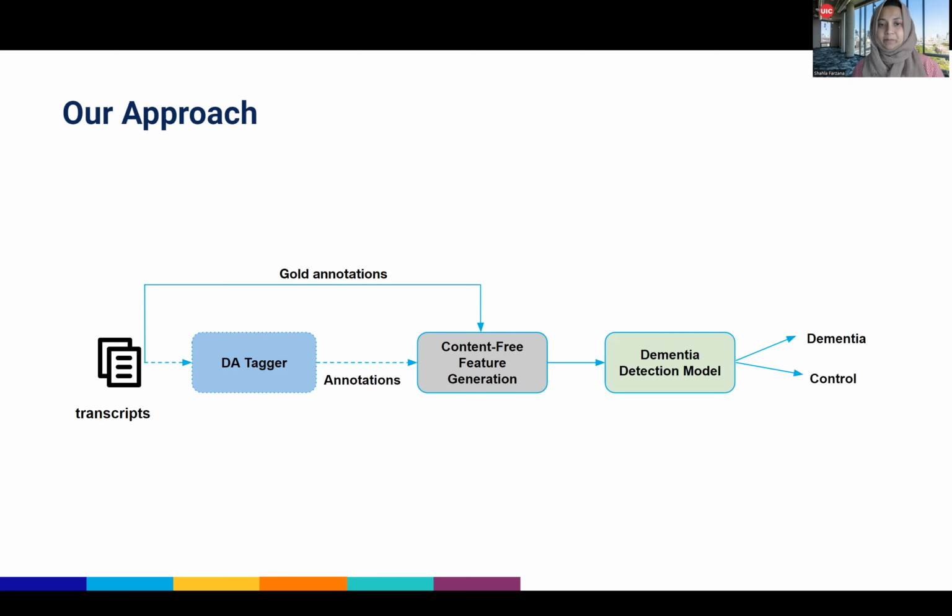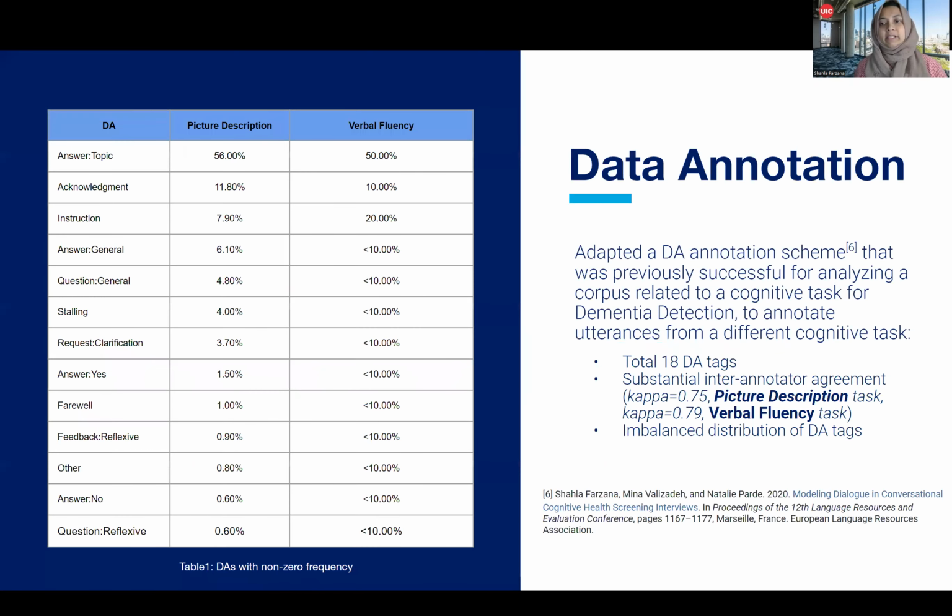After collecting those annotations, we have generated the content-free features that have been utilized for the dementia detection model. For our data annotation process, we have used our previously proposed annotation scheme, which was used to annotate the picture description task from the DementiaBank dataset in our previous work, and we normalized and adapted it for annotating the verbal fluency task, which is another part of the dementia detection dataset.